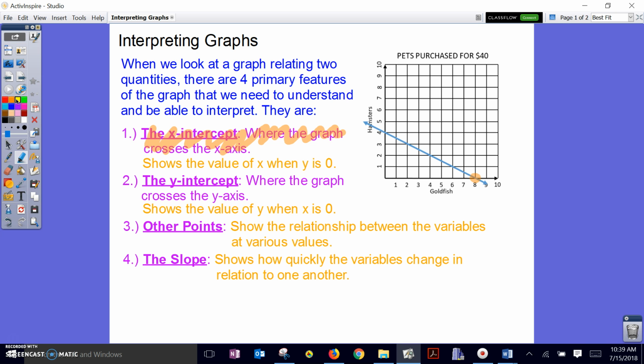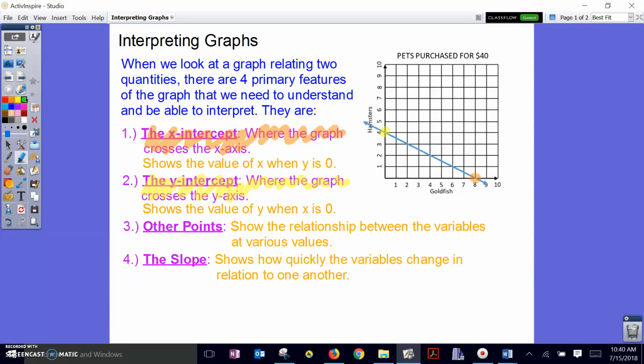Alright, next, we have the y-intercept, which is where the graph crosses the y-axis. So right here. That shows us the value of y when x is 0. So in this graph, it's showing us the number of hamsters if we buy 0 goldfish. And we see that that number is 4, and so a real-world interpretation of this is if we don't buy any goldfish, then we can buy 4 hamsters.